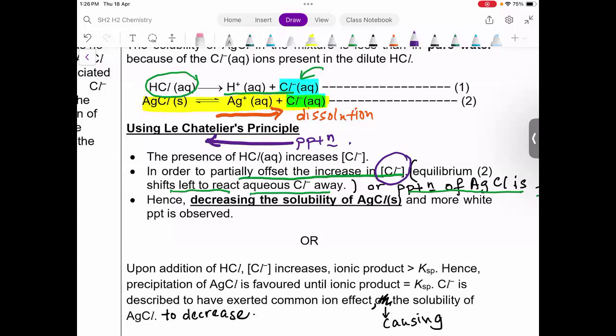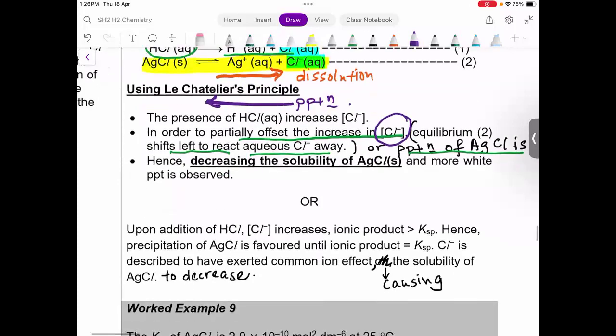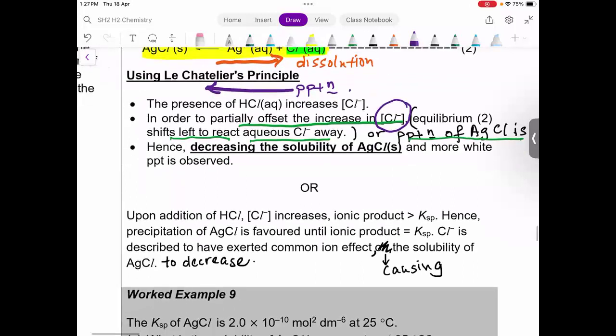Now there's another way of discussing it, which is talking about ionic product and Ksp. This is also acceptable. But I find that most students prefer the Le Chatelier principle because they can apply it to all equilibria. So it's really up to you. Whichever one you are more comfortable with, you just use it.